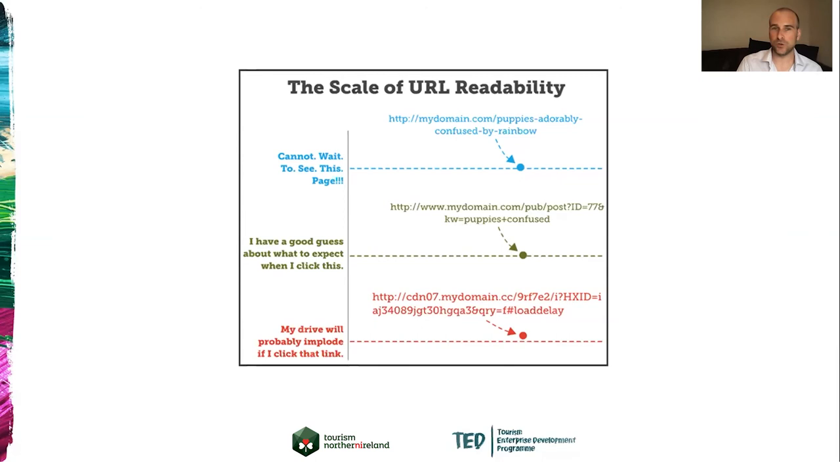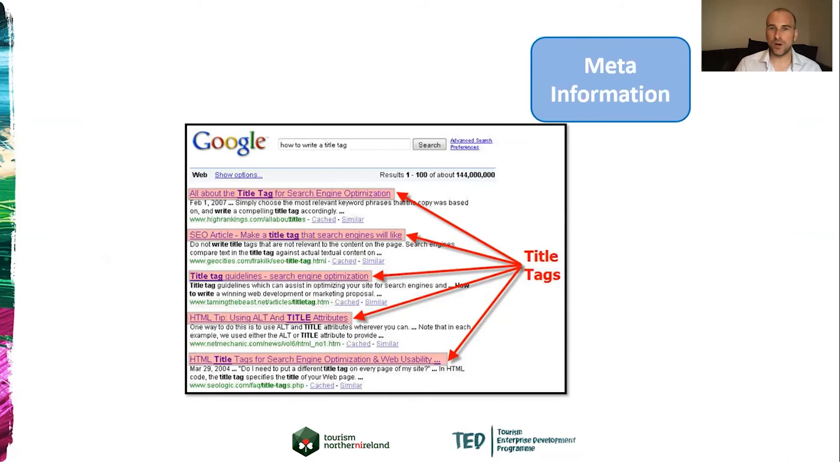So the meta information, again, a lot of organizations have not thought about this properly and end up having poor meta information. The meta information is basically the information that Google uses to display on its search engine results. And it's made up of two parts. One is the title tag, and then one is the meta description. The title tag here I have highlighted. At the very top you have all about the title tag for search engine optimization, and that's highlighted in purple. Below that you have the meta description, where you have here simply choose the most relevant key phrase that the copy was based on, and then below that you have the URL.